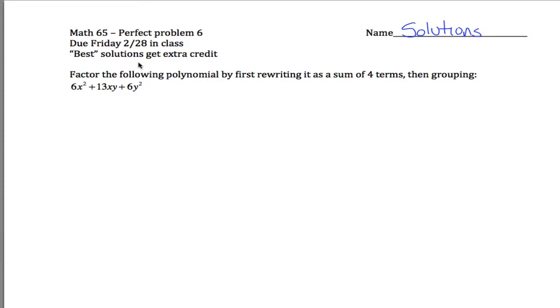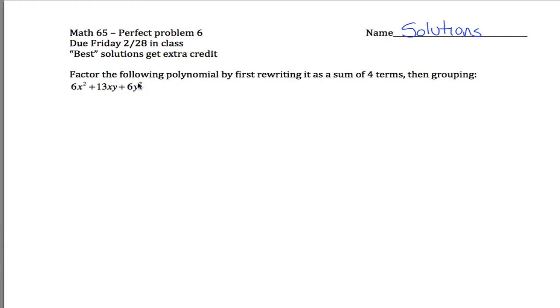Alright, here are our solutions for perfect problem 6 for Math 65. In this problem we're asked to factor this polynomial, but I give you some specific instructions. There's a couple different ways you can factor polynomials like this, trinomials when you have 3 terms. There's a guess and check method that a lot of people work, but for this specific problem I want you to learn a different way, just so you have multiple ways of doing these.